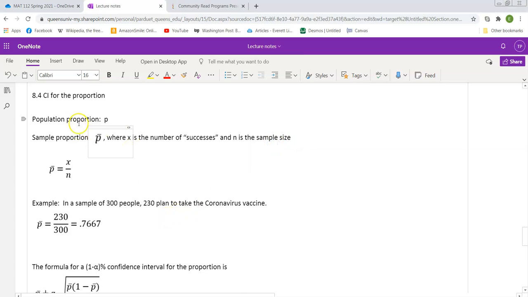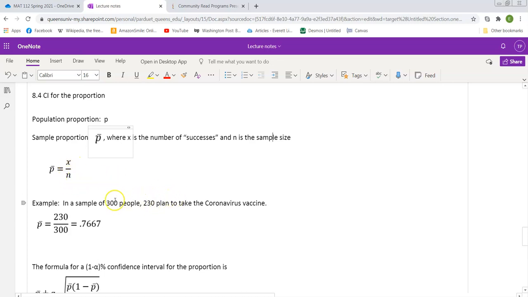P bar is calculated as the number of successes, which is not a value judgment, but just whatever the thing is you're counting in the sample, and N is the sample size. Some textbooks call it P hat. P bar is calculated as X over N, where X is the thing you're counting and N is your sample size.